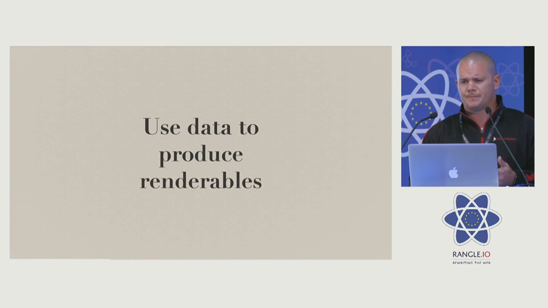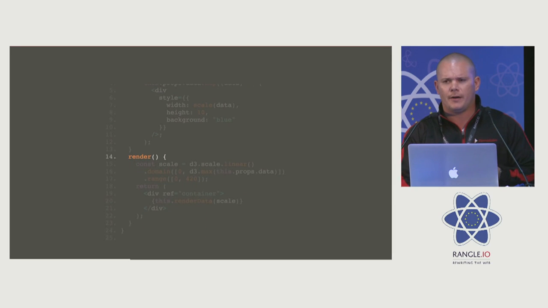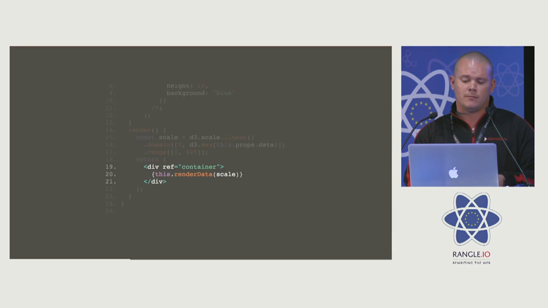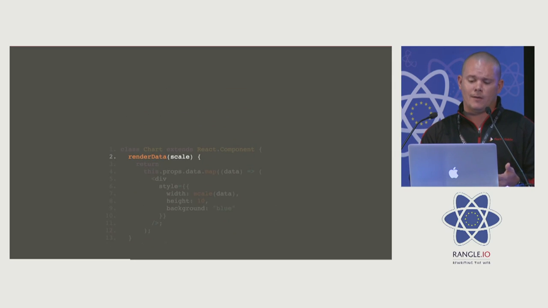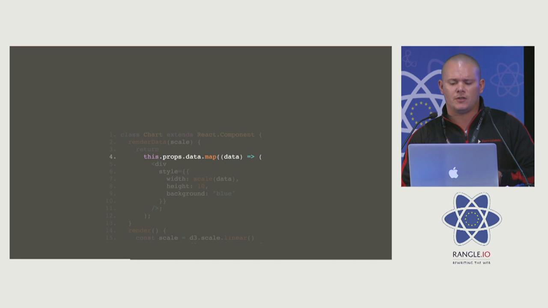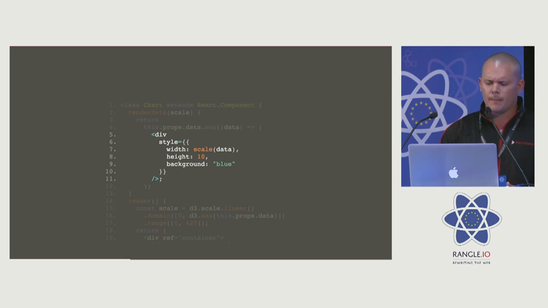The other way to do it is to use React to render that data and not let D3 render any of it at all. This way, you have your same chart component. Down in render, you can calculate your scale, render a container, but then as a child, call a render data function. In here, it'll take scale. And then you really can just map over your data, derive the data from props, and render out your renderables.